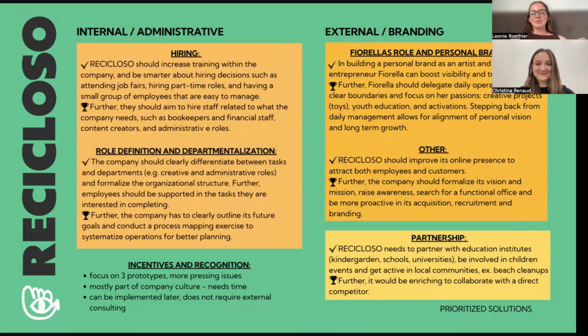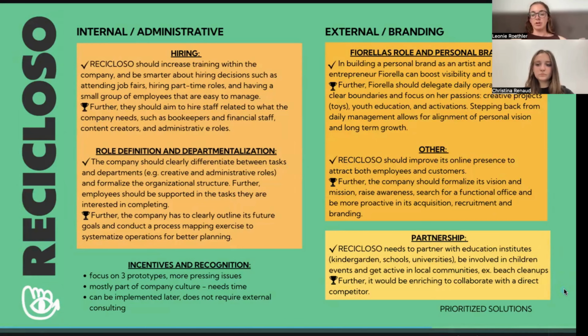Based on the prioritized solutions presented in the previous video, we have connected these aspects that we came up with and grouped them into different buckets, basically, to develop 3 different prototypes on which we want to focus now. The first prototype is the internal and administrative prototype, which combines hiring and role definition and departmentalization. The second prototype of external and branding combines Fiorella's role in personal branding with other aspects of online and social media presence. And the third prototype we have developed is about partnerships.